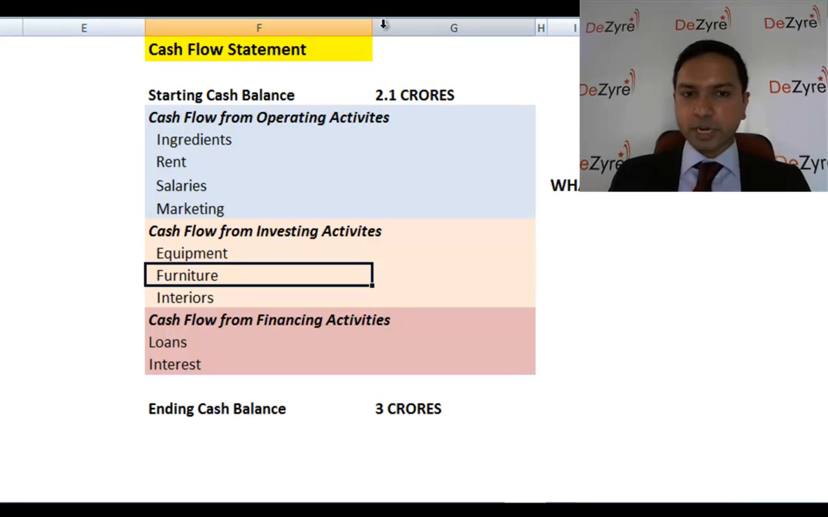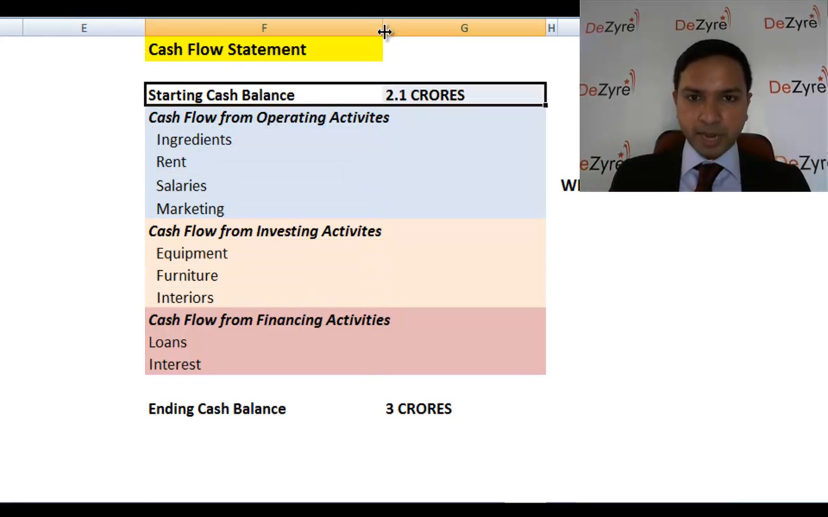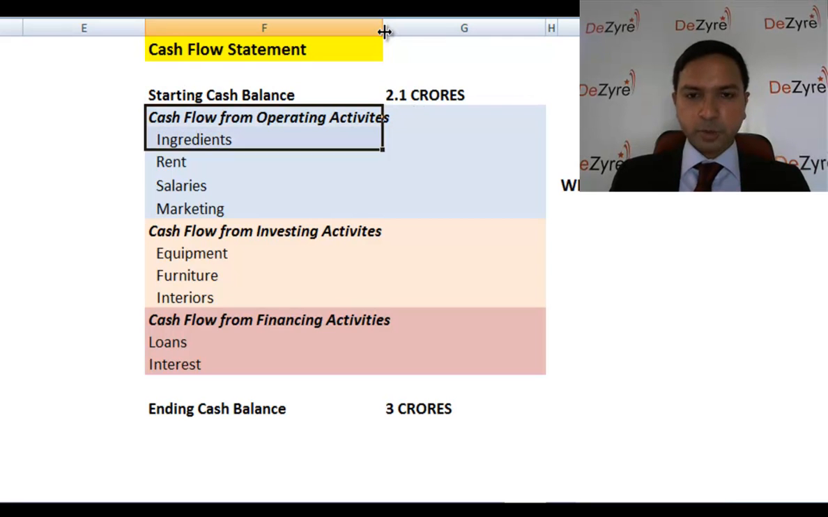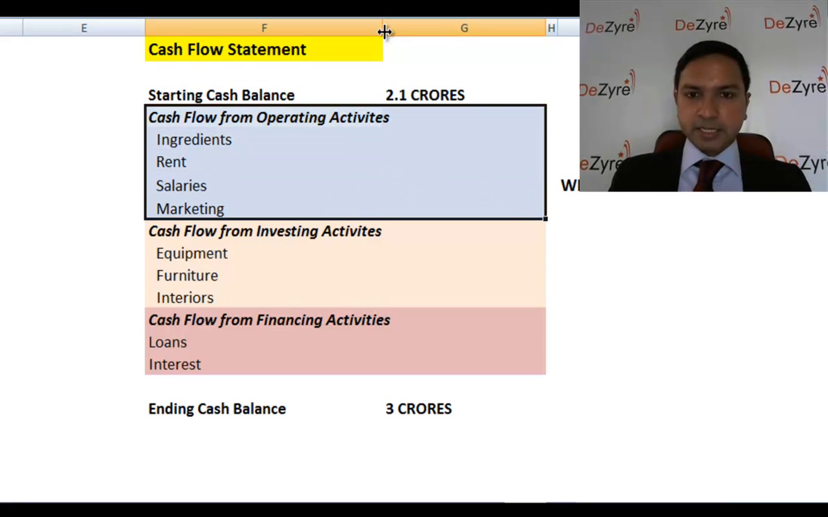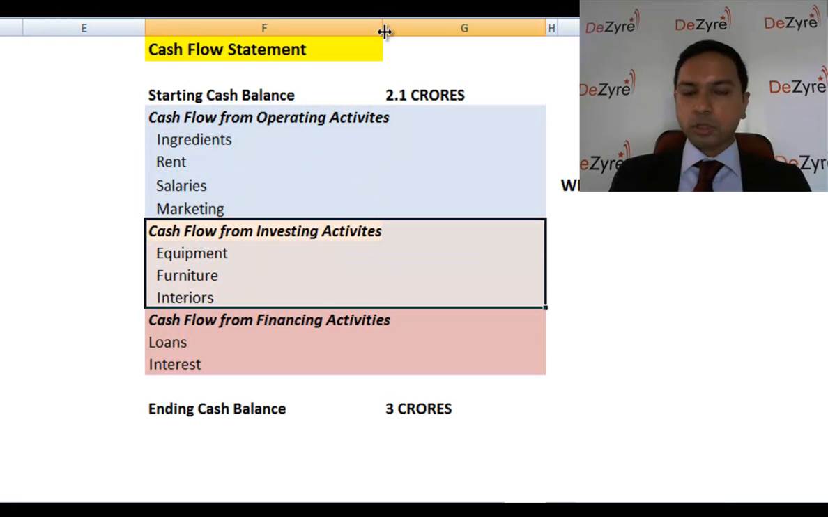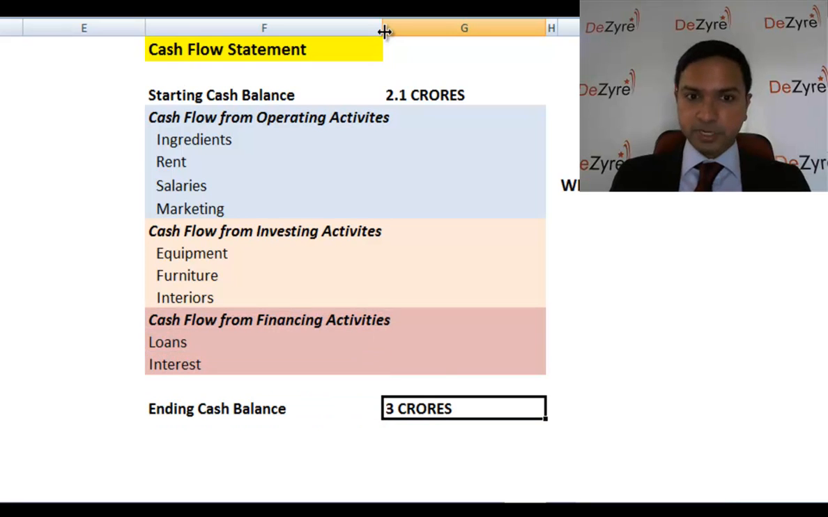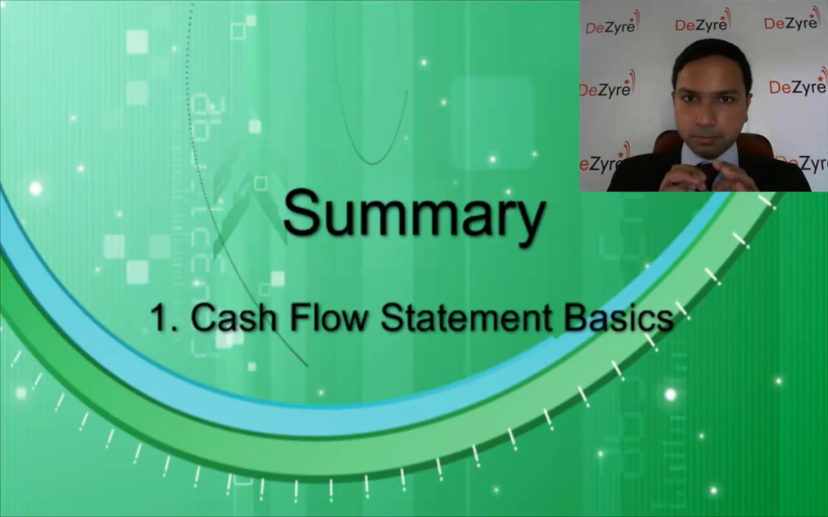So essentially a cash flow statement, we have built the structure of a cash flow statement right here. Essentially what we have done is we have said the starting cash balance. From there, if you take into account all the money used in the operating activities, the investing activities and the financing activities, finally you have your ending cash balance. That is how a cash flow statement is built.